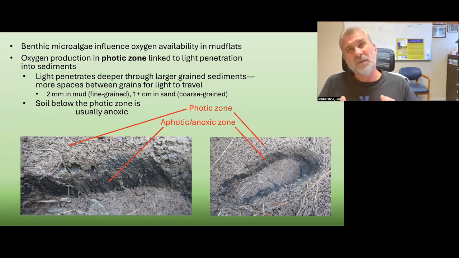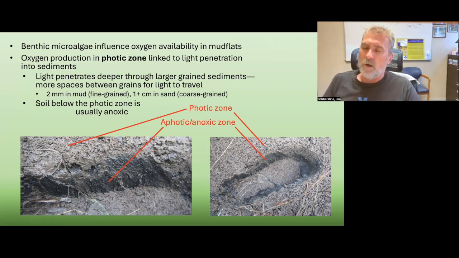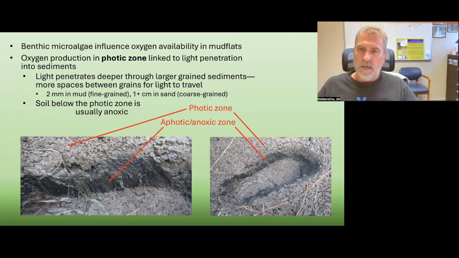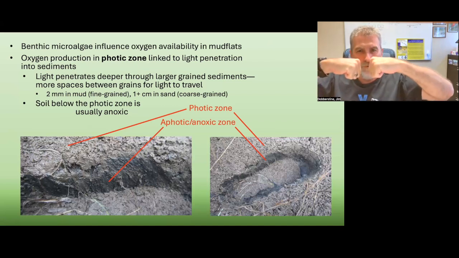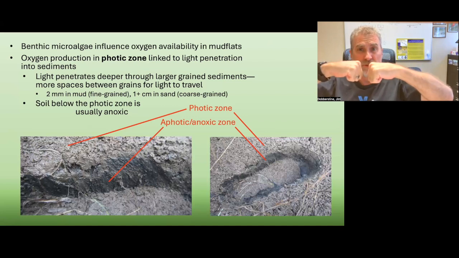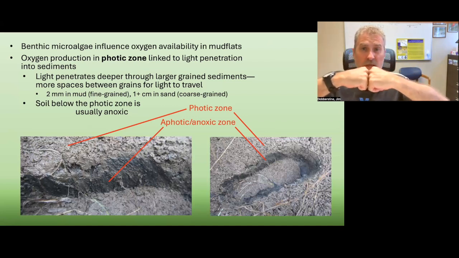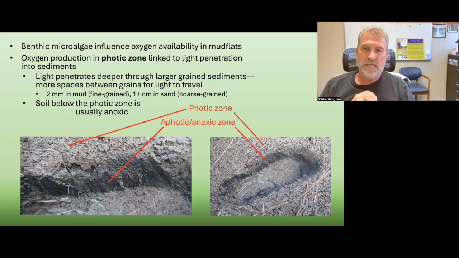And so somewhat similar to what Spartina alterniflora does in terms of allowing oxygen to diffuse down into the sediments. So oxygen production in the photic zone is linked to light penetration in the sediments, and that varies depending on how big the sediment particles are, right? So the bigger the particles, the bigger the spaces are between the soil particles, right? So if you look between my two hands here, that would be referred to as an interstitial space. Any of you who've ever studied soils at all would recognize that term.